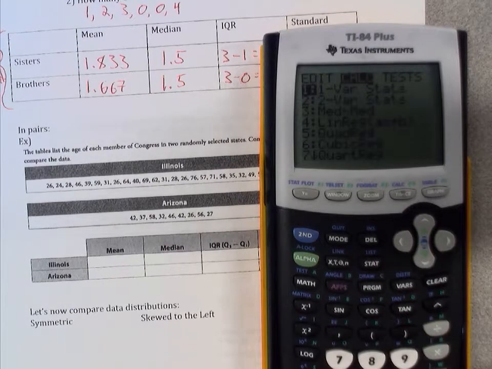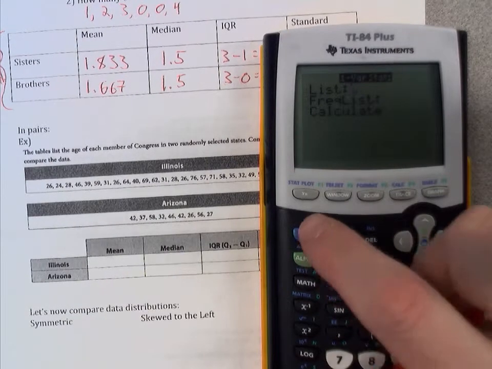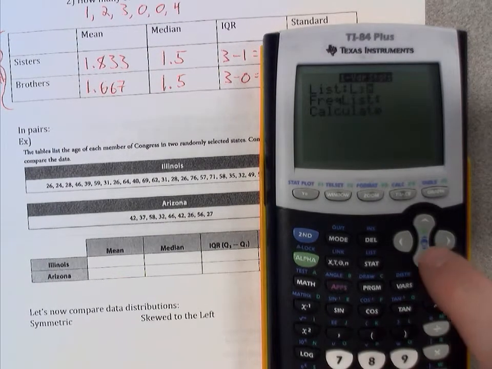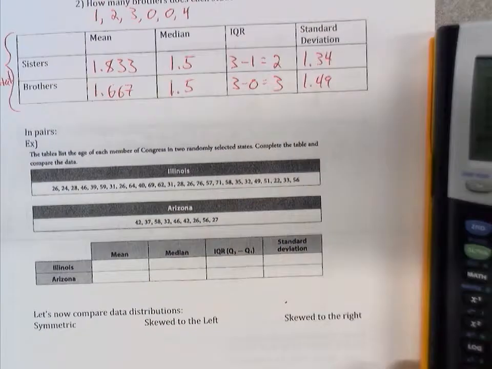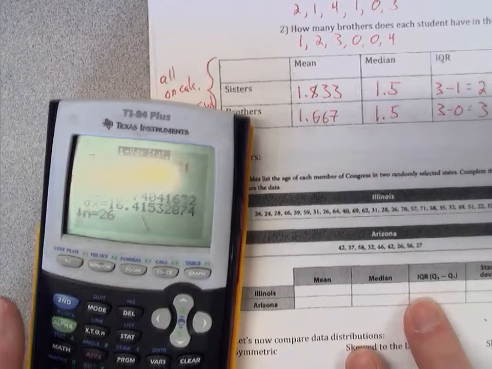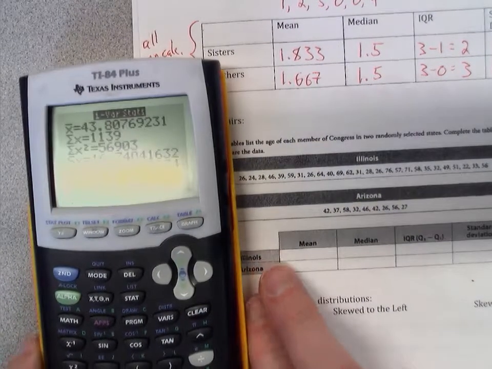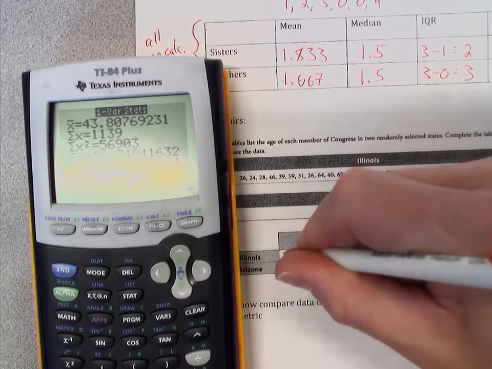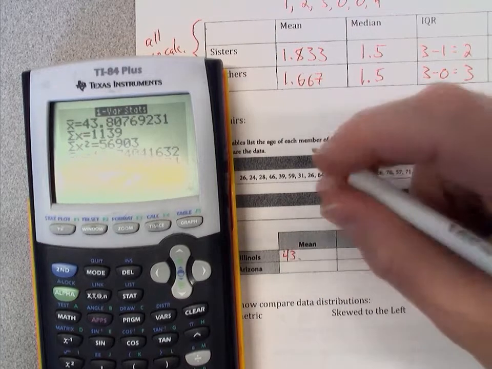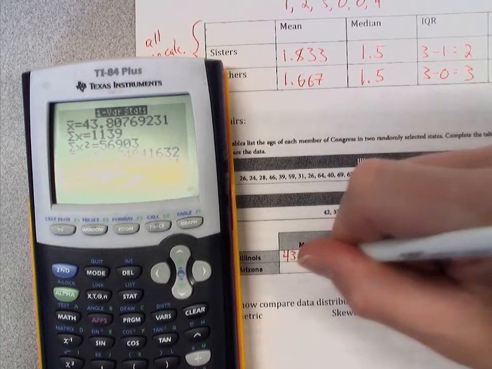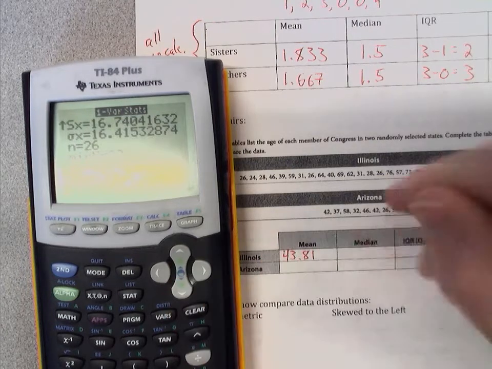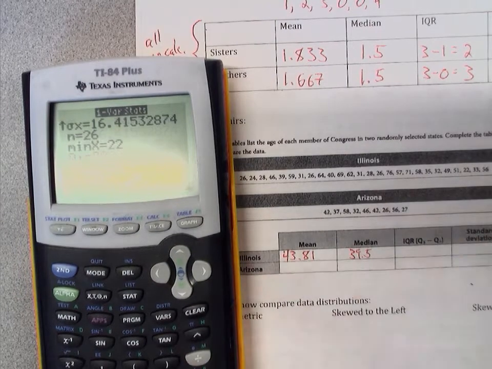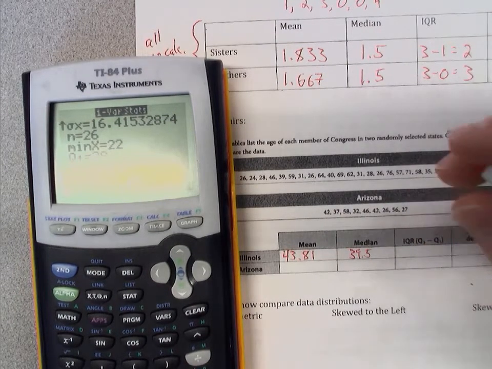I'm going to go to calculate, one variable, and I'm going to go second L3 because that's where I have the Illinois information. I'm going to go down to calculate. And so when I do that, I can see the information here that I've got. So the mean of the average age in Illinois for the Congress people is 43.81. We'll go to the hundredths place. The median is 39.5.